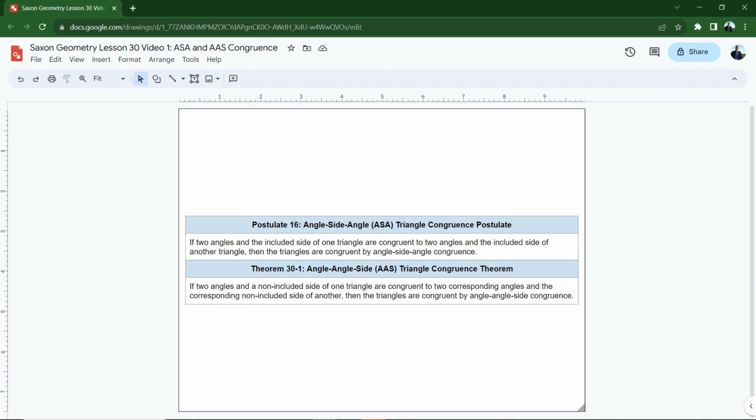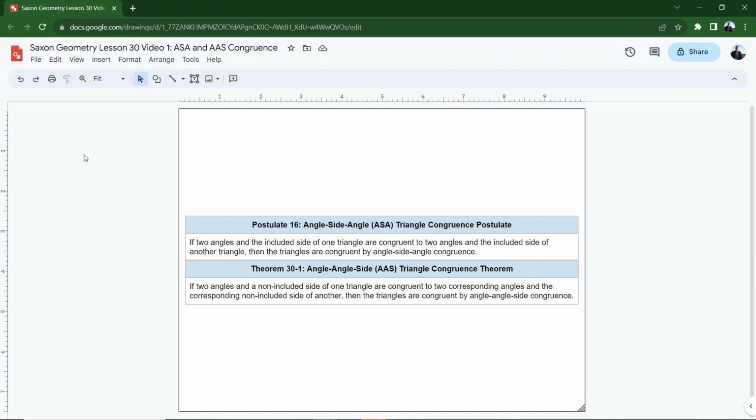So we have angle, side, angle congruence. That means that we have an angle, another angle, and then the included side between those two angles. But wait, we also have angle, angle, side. One's a postulate because we just have to assume it, and then angle, angle, side congruence can be proven from the other congruence postulates, so we call that one a theorem. That's why it's just got a different term, but it's the same sort of thing. We can use either of these in proofs.